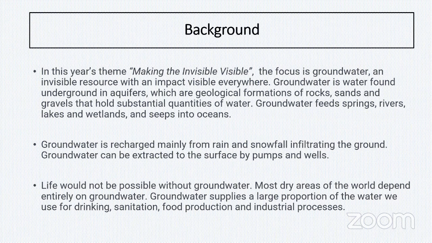Groundwater supplies a large portion of the water we use for drinking, sanitation, that is to do with disposal of solid waste and other forms of waste, food production, and industrial processes. So even the very food we eat, the very electronics that we use, and the very cars that are being driven around, water played a role in their production.